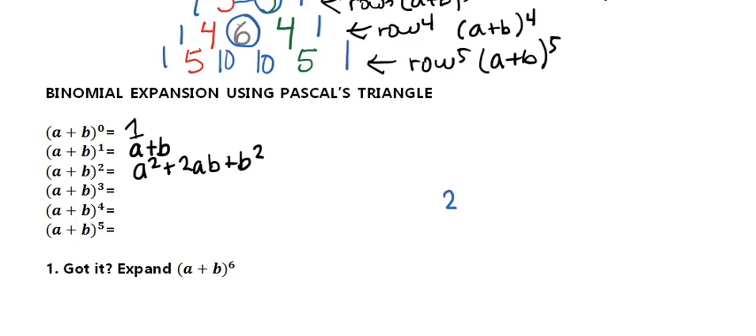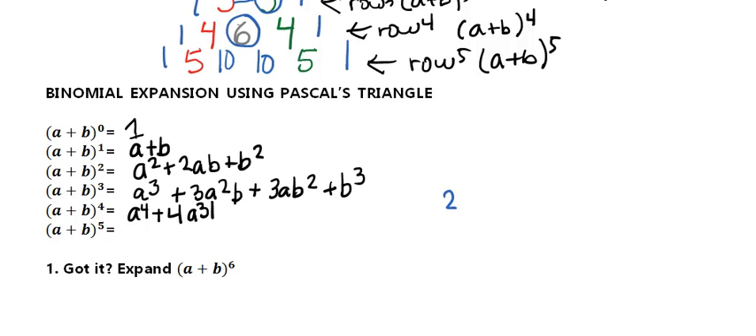In row 3, let's go ahead and expand a plus b to the third, and it does indeed match Pascal's. A plus b to the third is a cubed plus 3 times a squared times b plus 3 times a times b squared plus b cubed. And those coefficients, 1, 3, 3, and 1, match the third row. Expanding a plus b to the fourth, we end up with a to the fourth plus 4 times a cubed times b plus 6 times a squared times b squared plus 4 times a times b cubed plus b to the fourth power.